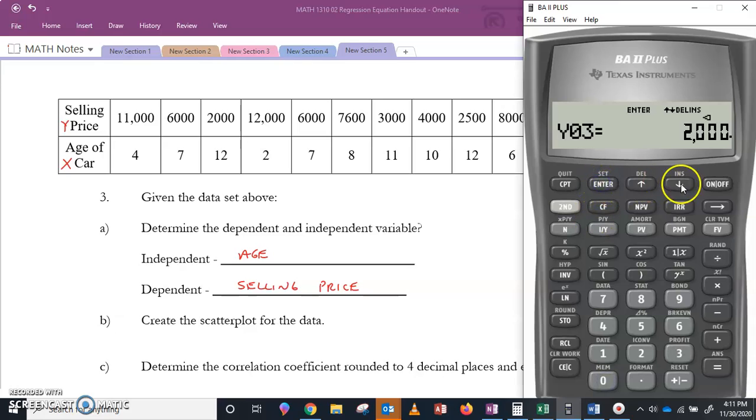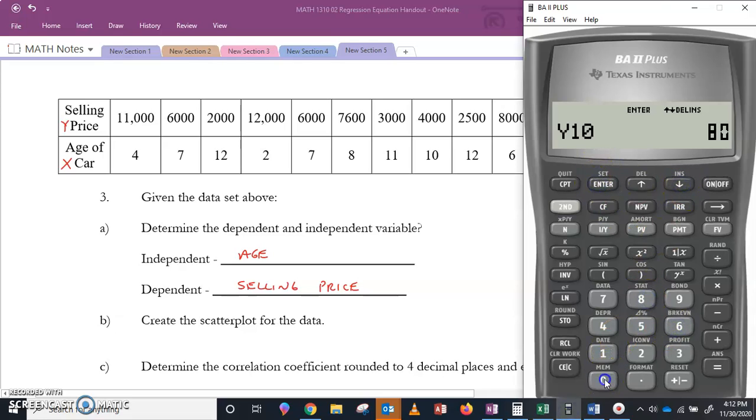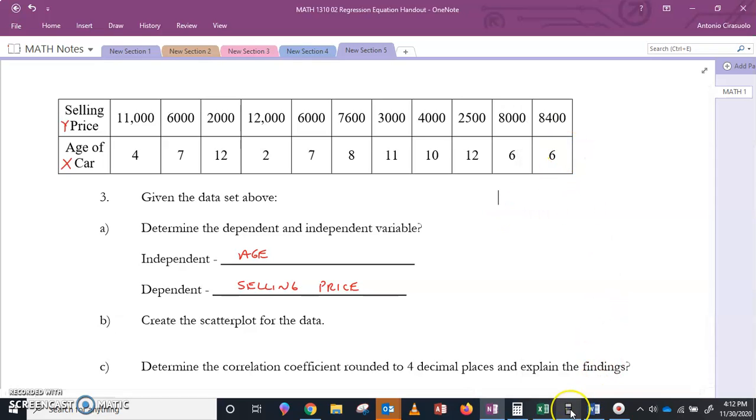2,000, 2 years, 12,000, 7 years, 6,000, 8 years, 7,600, 11 years, 3,000, 10 years, 4,000, 12 years, 2,500, and then 6 years is 8,400.